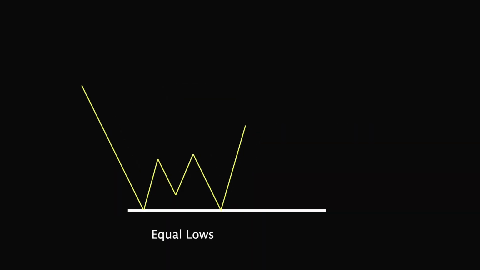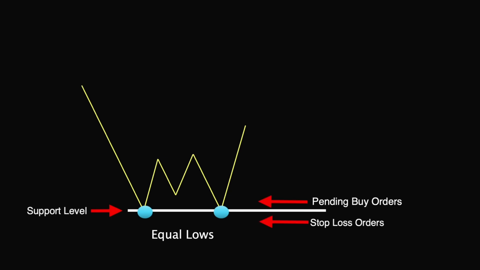Equal lows form when the price reaches the same low twice, creating a perceived support level. Retail traders often view this as a safe area to place buy orders, expecting the price to hold at support and bounce back up. They typically place stop losses just below the lows, anticipating that the support will protect their trade. Smart money recognizes that retail traders place stop losses just below equal lows, expecting the support to hold. Market makers use this as an opportunity to trigger those stop losses by briefly pushing the price below the lows, creating a fake breakdown before reversing the market upward.